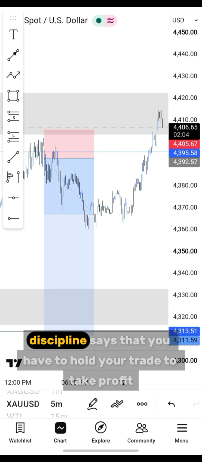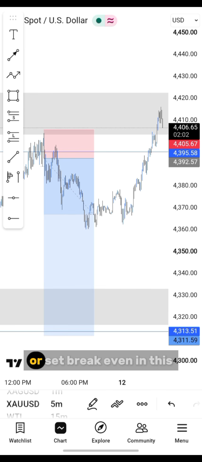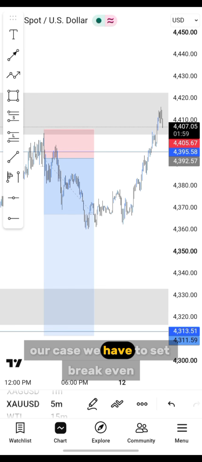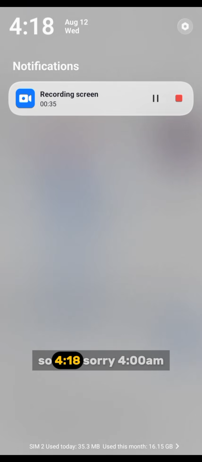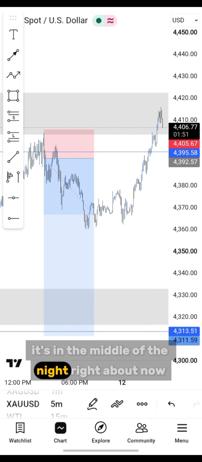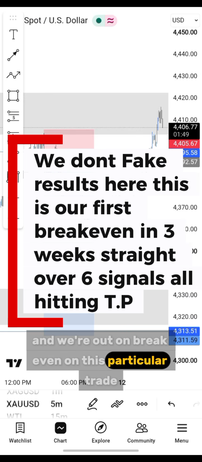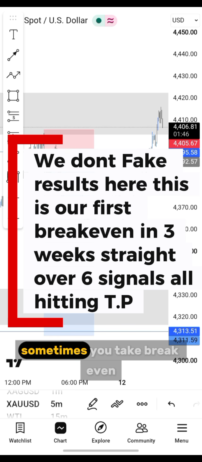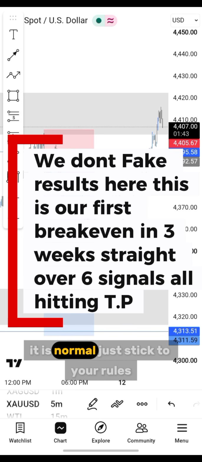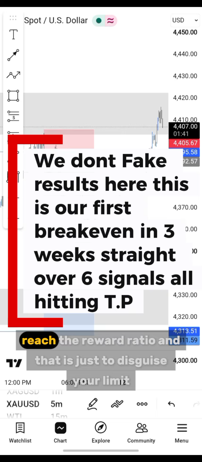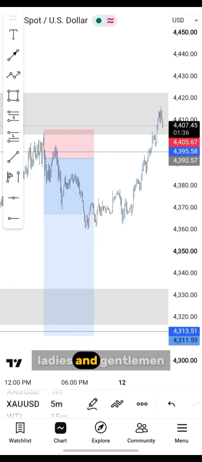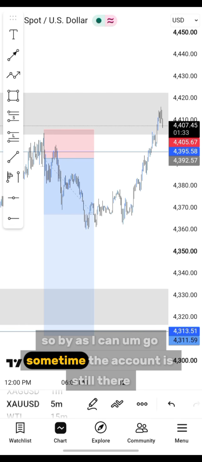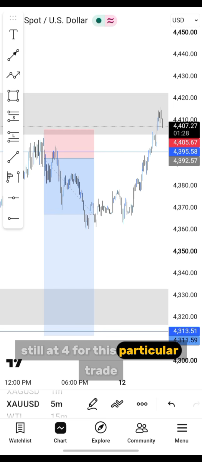Sometimes discipline says that you have to hold your trade to take profit or set break even. In this case, we have to set break even. The time is 4:18 a.m. right about now. It's the middle of the night, and we're out on break even on this particular trade. It's not all the days that you get wins. Sometimes you take break even, other times you take losses. It is normal. Just stick to your rules, be disciplined, risk to reward ratio, and the sky is your limit, ladies and gentlemen. By God's time, the account is still there for this particular trade.